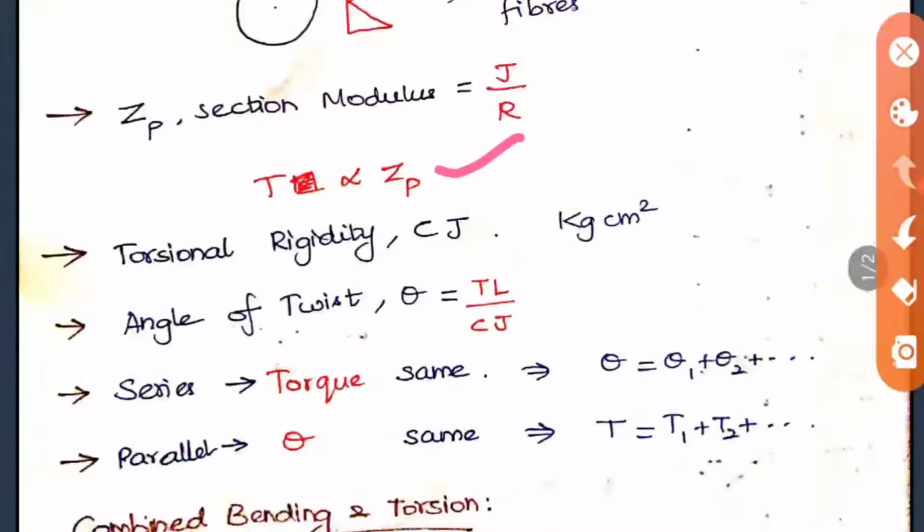Then torsional rigidity is the product of C into J, that's all. Its unit is kilogram centimeter square. Then the angle of twist theta is equal to, again from that previous formula, TL by CJ.